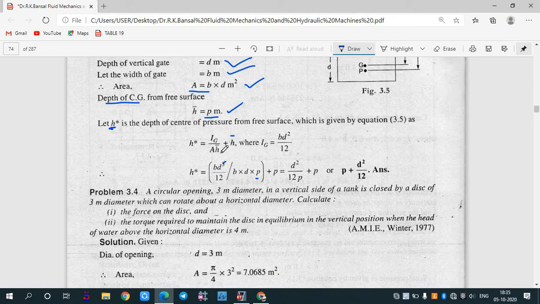After that, divided by A h bar, so area is B into D, h bar is P, and again h bar equals P. So this B is getting cancelled, this D is also getting cancelled. Since it is D cube, it will get converted into D square, so we are left on the top with D square. This 12 will come downward and get multiplied with P, so it will be 12P, and we are left with only P. So this is the final derivation.